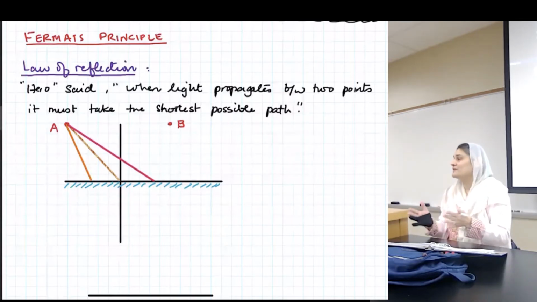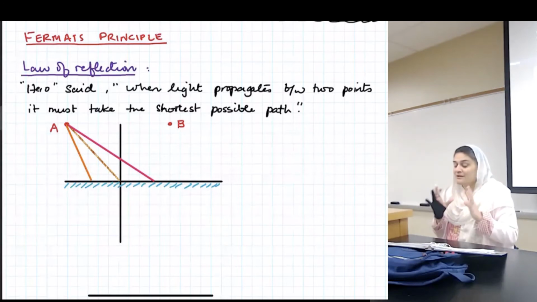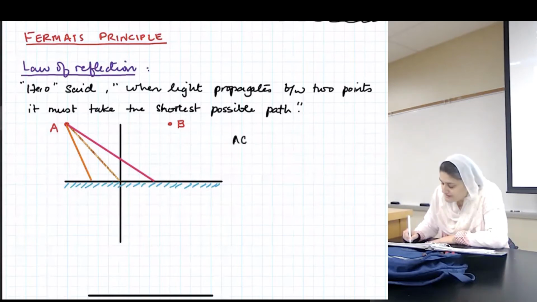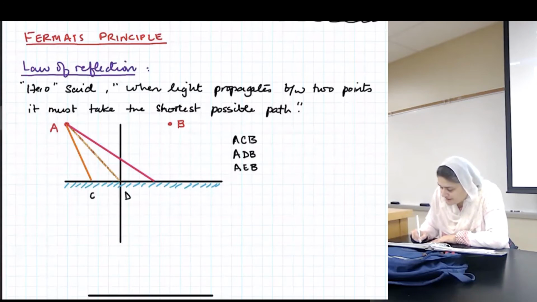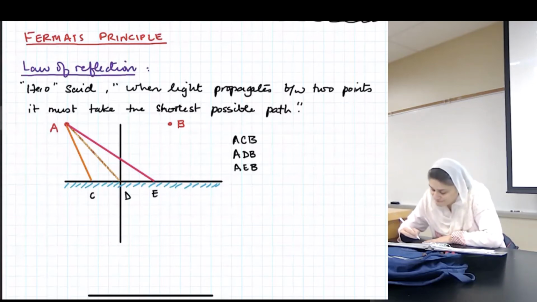Of course, this is an over-exaggeration. It should be done closer. But yeah, we all understand this is an over-exaggeration. Okay. So how does light choose which path to take? It could take paths A, C, B, A, D, B, or A, E, B, where this is C, this is D, and this is E. So it can take any of these paths.